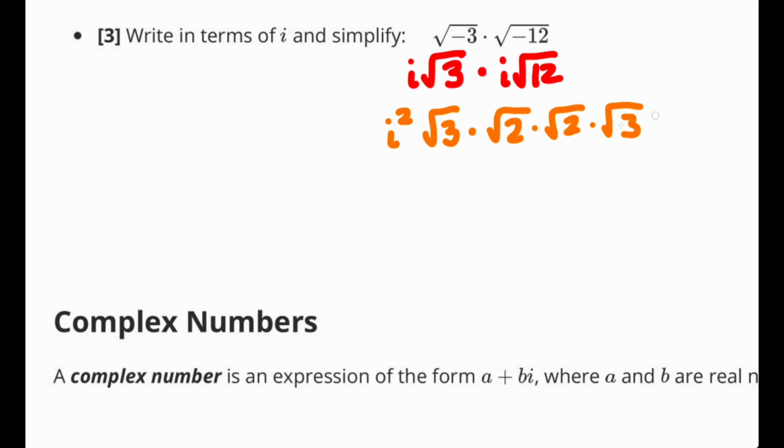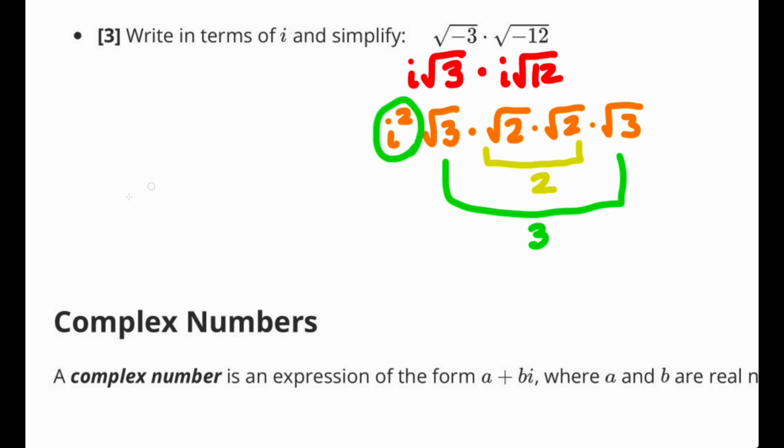Now what we can do is combine these. Root 2 times root 2 is 2, and then root 3 times root 3 is 3. So really we have i squared. Let me do this in a different color. So now we have i squared, we have 2, and we have 3. So we basically can multiply all those together. So now you're going to have 6i squared.